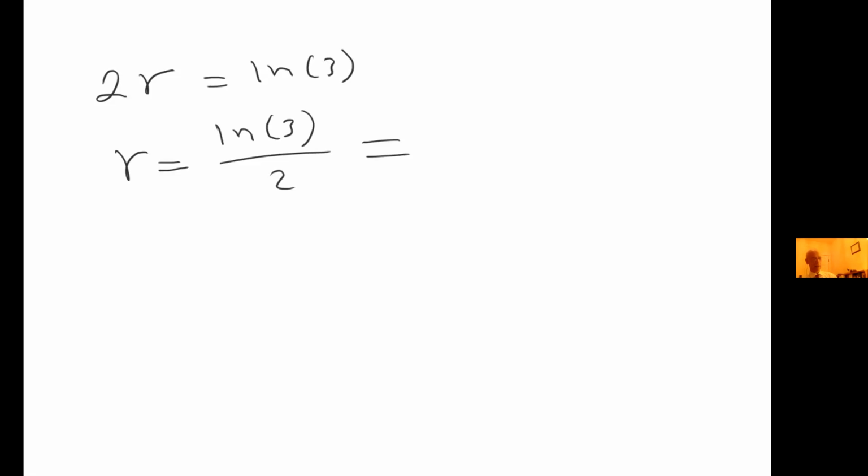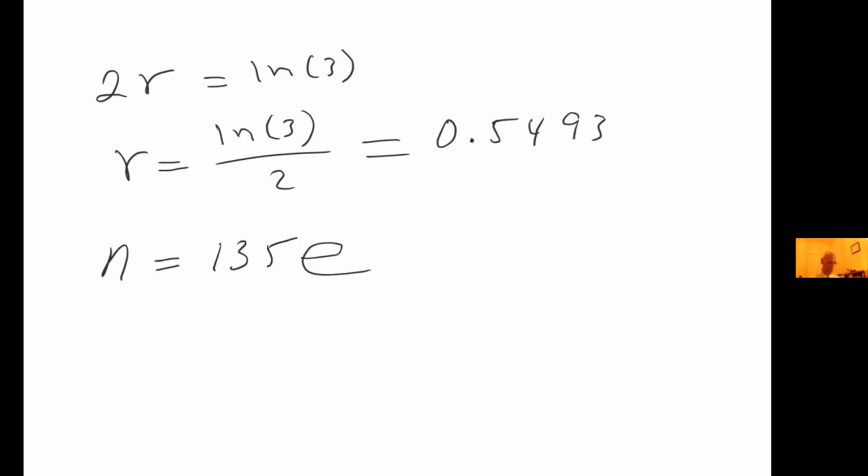And putting that in the calculator gives 0.5493. That's good enough to 4 decimals. Okay, so rate, or r, equals 0.5493. So what does that tell me? That tells you that this population is following the pattern that N equals 135 e to the power of 0.5493 t.